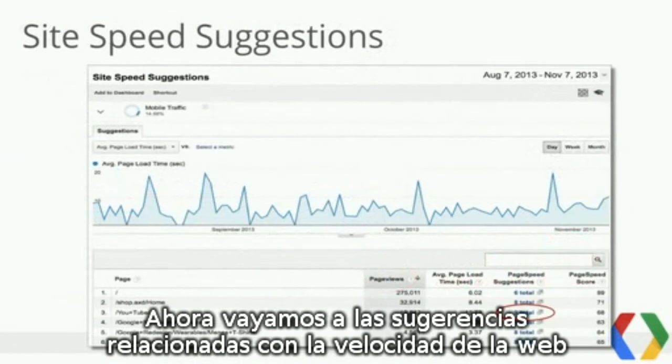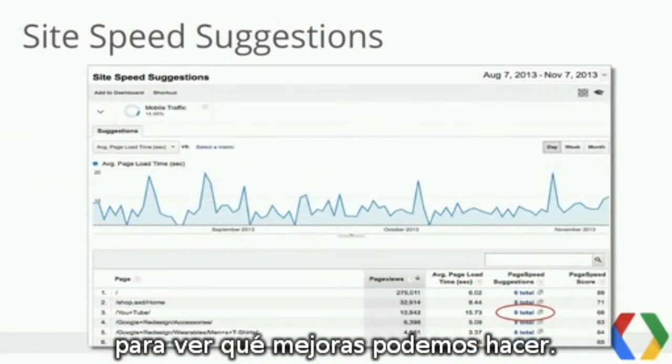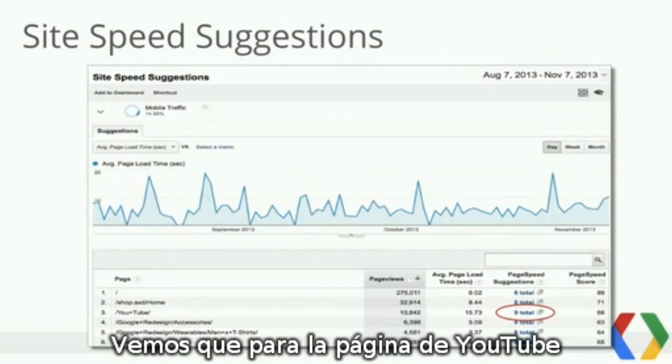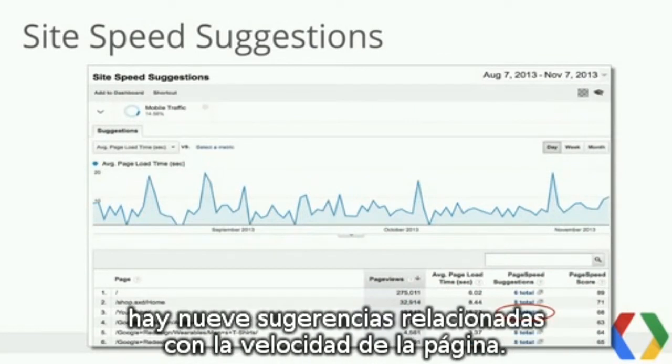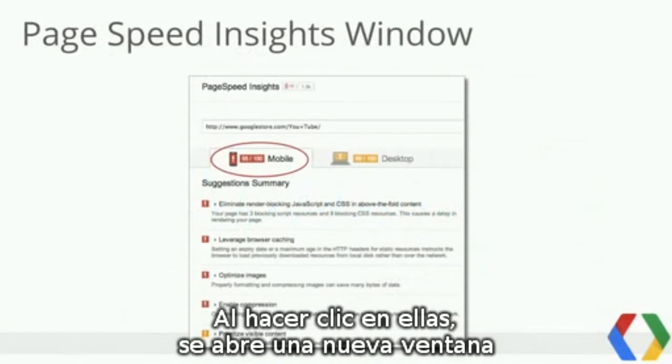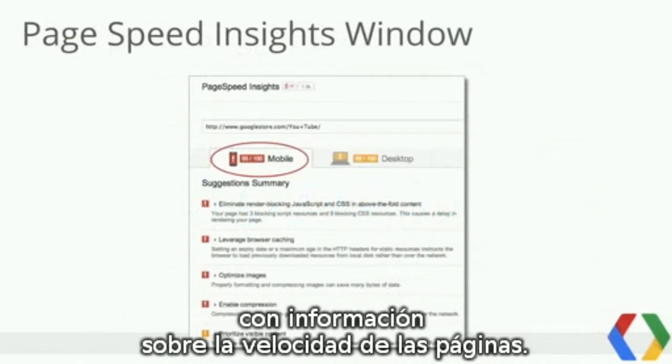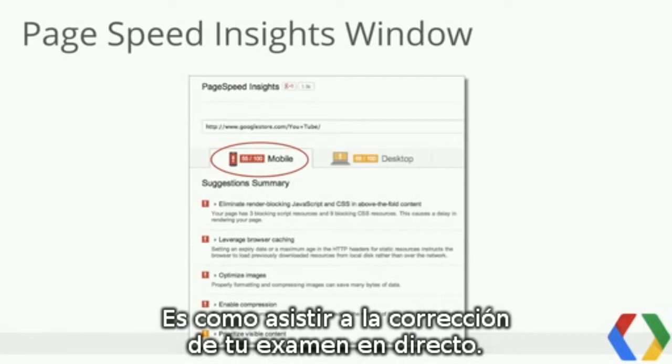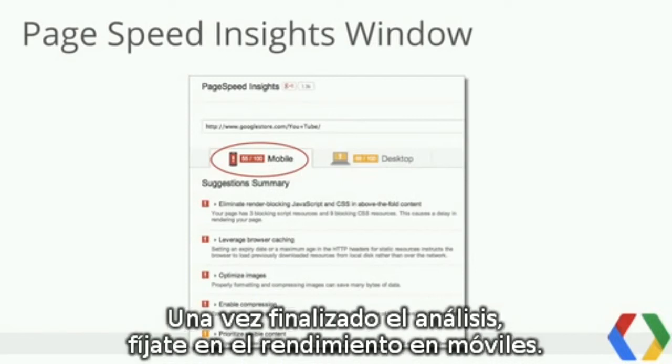Now let's go to Site Speed Suggestions to learn what improvements to make. We see that for the YouTube page, there are 9 page speed suggestions. Clicking the suggestions launches Page Speed Insights in a new window. It's like watching your test graded before your eyes. Once it completes, take a look at mobile performance.